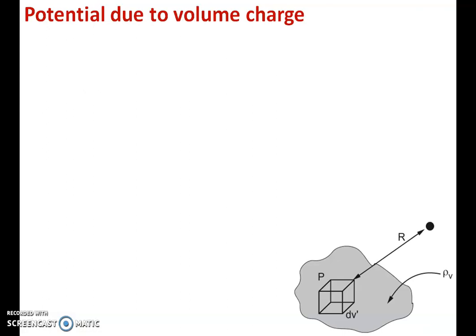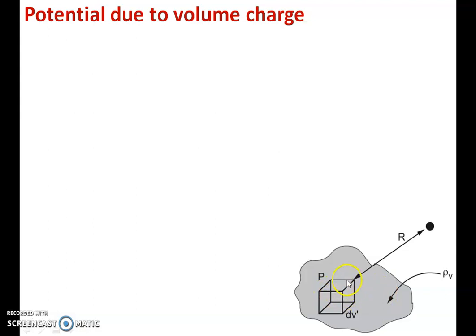Now here also I am considering a small volume which has a volume charge density of rho v, and in that volume I am considering a small elemental volume dv dash, which is at point P. Now I have to find the potential at point A, due to this volume charge. The point A is at a distance of r from point P.